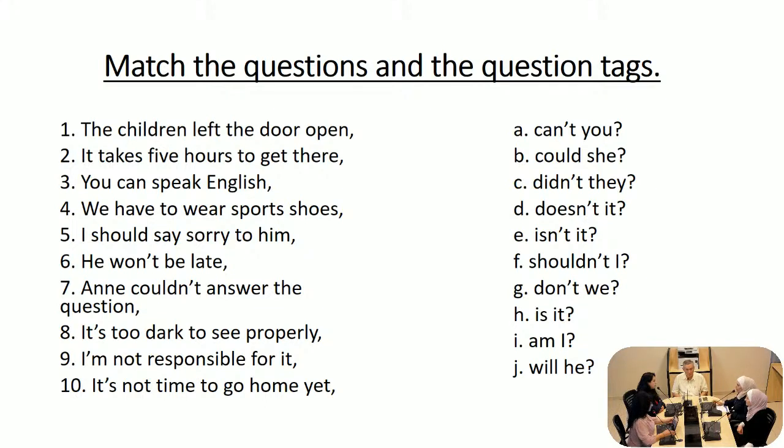You can speak English. Here we have an auxiliary verb, which is can, so it's an easy one. Can't you? You have to wear sports shoes. Here you have to be careful, because the use of have to is different from the use of have or has. Have to, although it is an auxiliary verb, we have to use don't in the negative form. So we have to wear sports shoes, don't we?